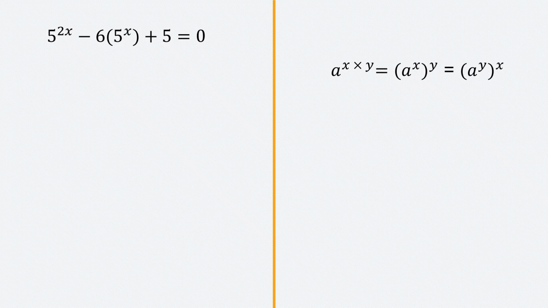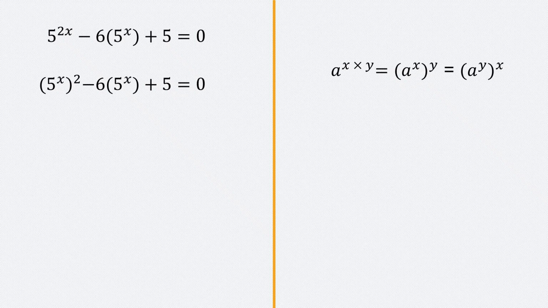So in that sense, 5 to the power 2x can be written as 5 to the power 2 all to the power x, or 5 to the power x all squared. So let's go with 5 to the power x all squared. So we have this 5 to the power x all squared minus 6 times 5 to the power x plus 5 is equal to 0.